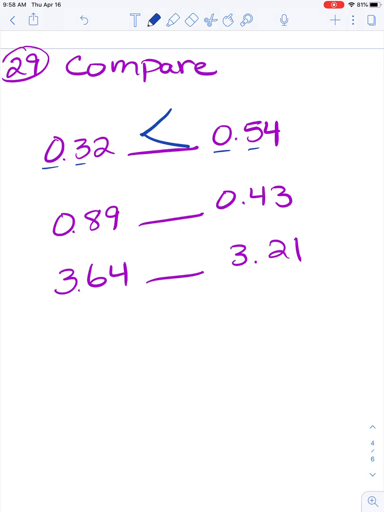hundredths. We could also think about it as money. This would be 32 cents. This would be 54 cents. Which would you rather have? 54 cents.